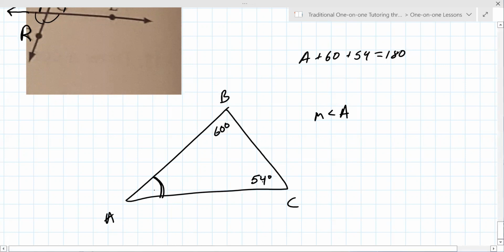for A. So you don't need three letters for that one? No, because it's very clear. And so the measure of angle A here is 66 degrees.